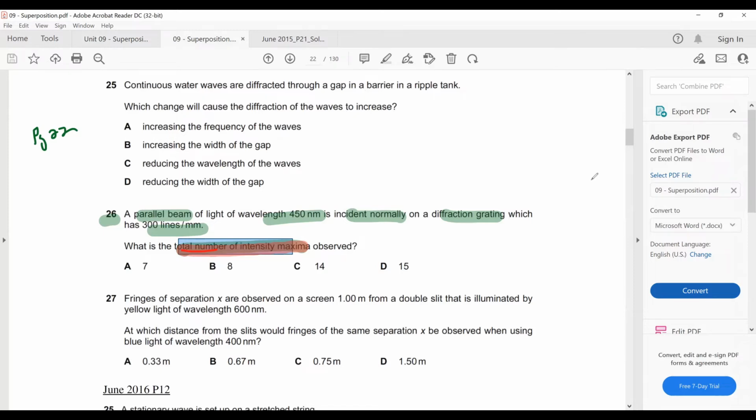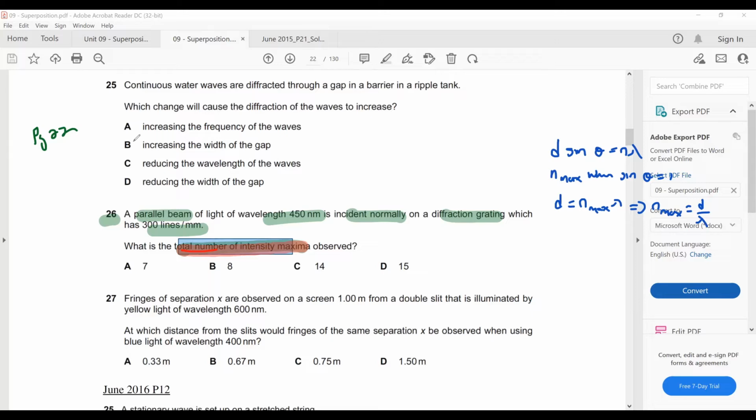So based on what you know just now, d sine theta equals n lambda, n max when sine theta equals 1. So you get d equals n max lambda. So n max is actually d over lambda. You have the wavelength and you should have the value of d.